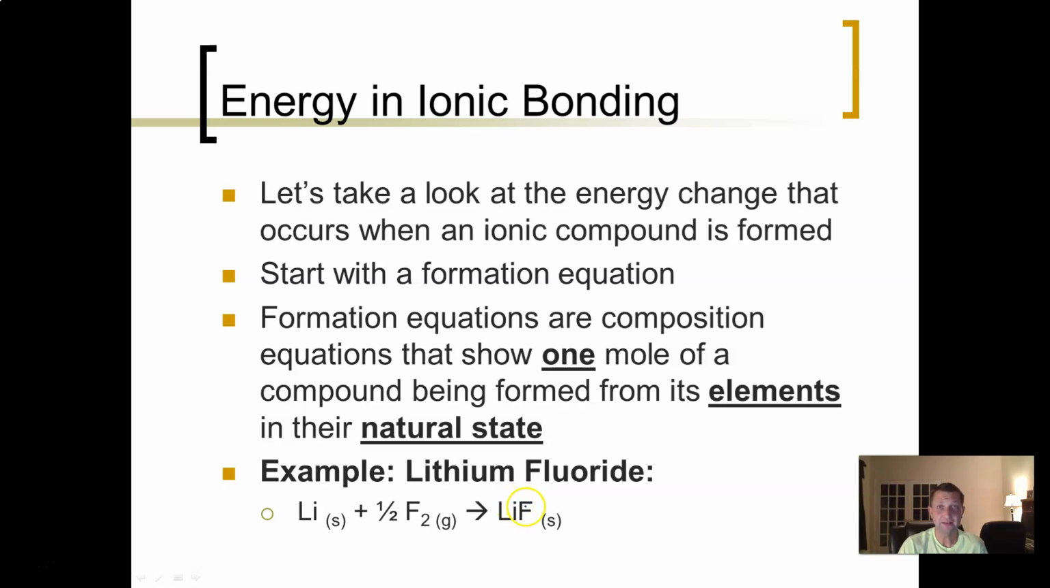It has to balance, all right? So you have to have a 1 here. That's the rule for a formation equation. End of story. So in order to balance that, you need to put a 1/2. I know this doesn't look typical, but it doesn't matter. That's what a formation equation is. You have a 1/2 in front of the F2. Okay, Li plus 1/2 F2 yields 1 LiF. We're going to use that formation equation to do the Born-Haber cycle.